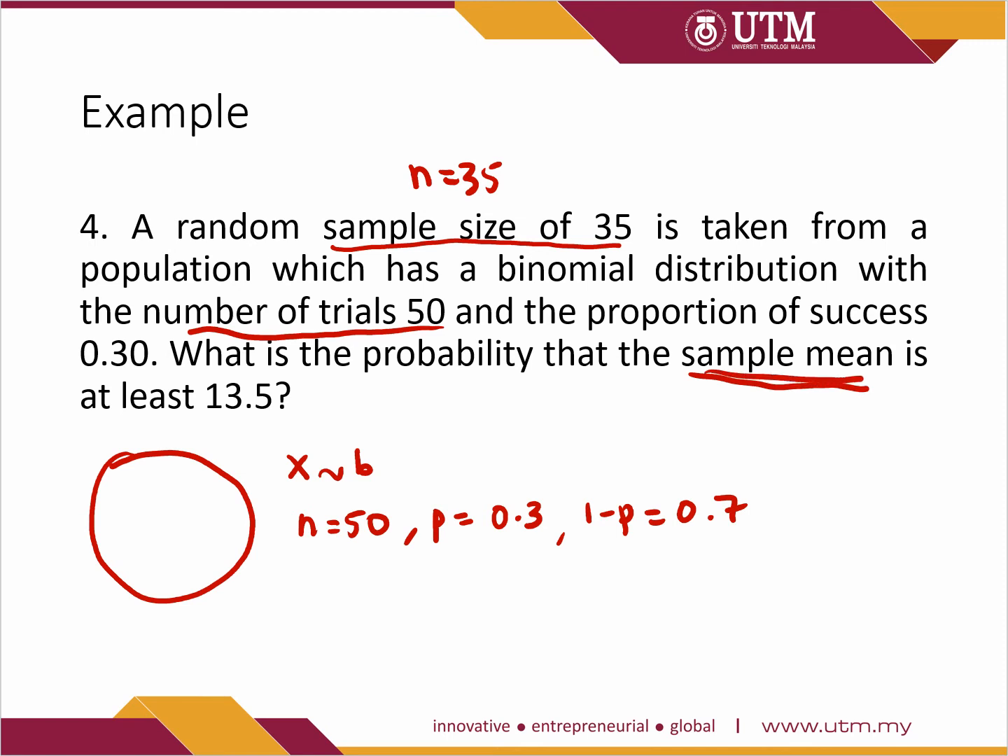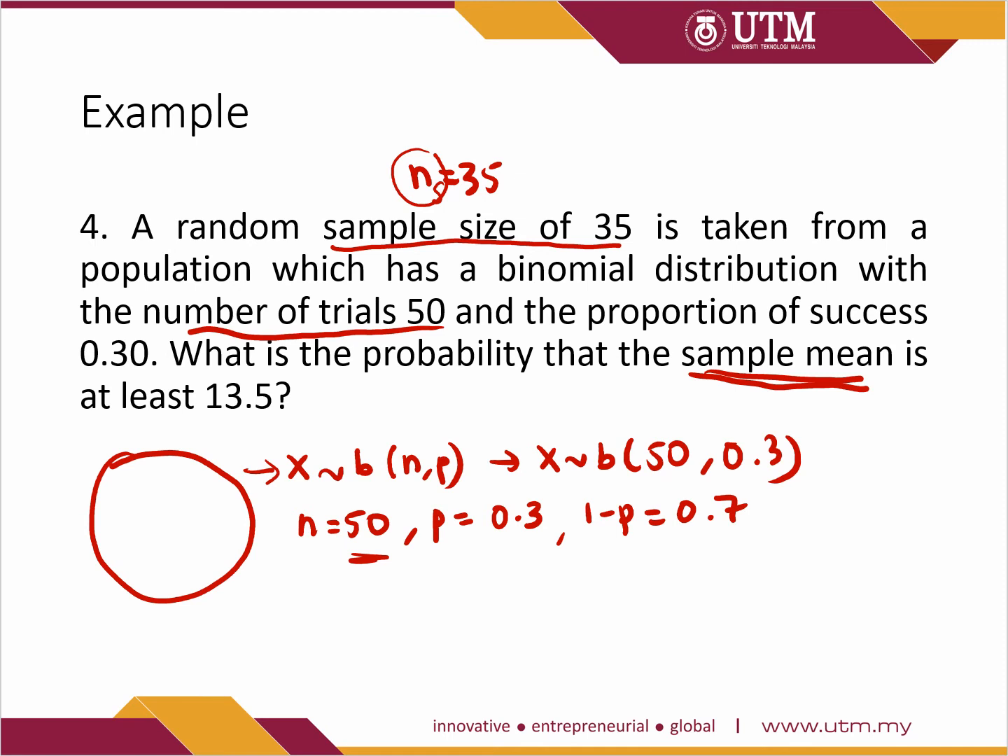So first let us find this binomial distribution. So x follows binomial given n and p. So here x follows binomial given n is 50. So don't confuse this with the sample size of 35. Okay, so n here refers to the sample size, but n equals 50 is the number of trials in the population. So it's different. Okay, and then 50 comma p, which is 0.3.